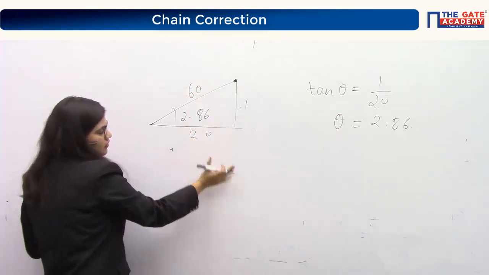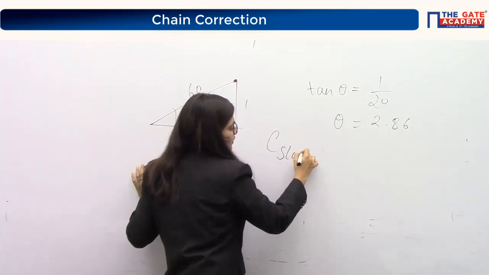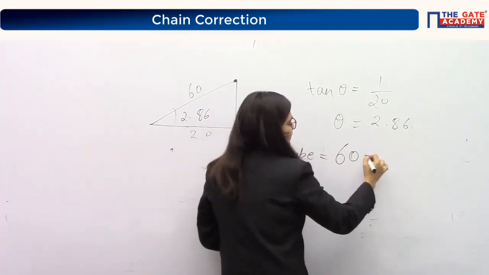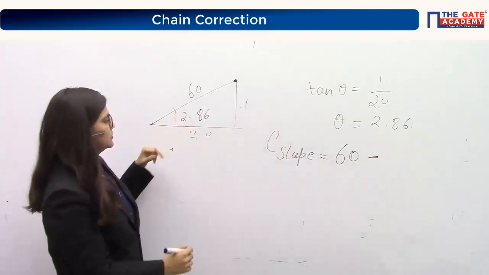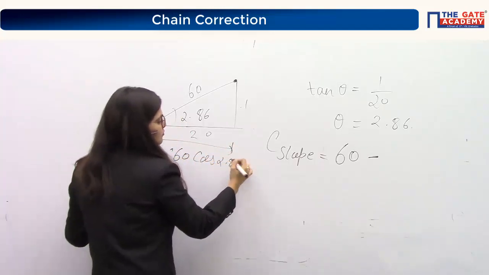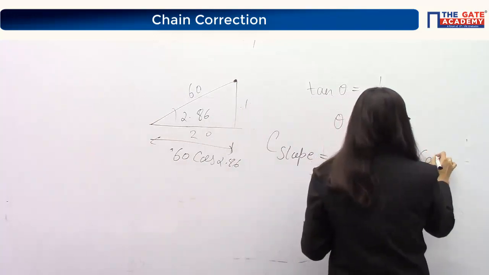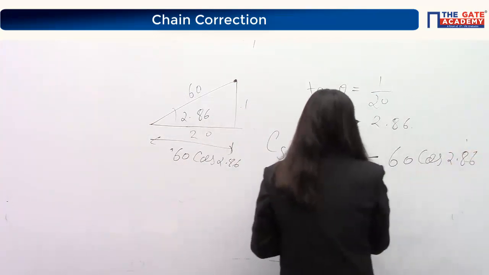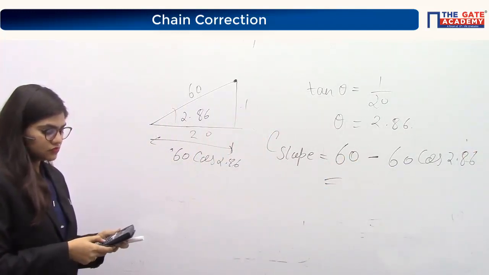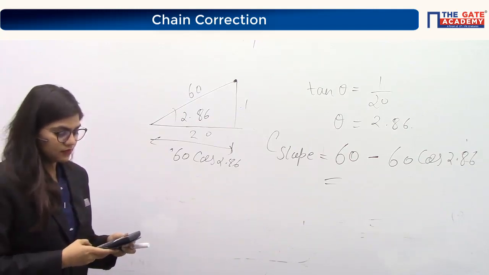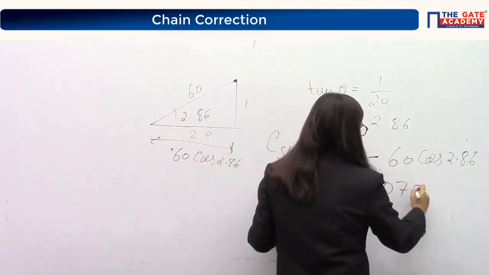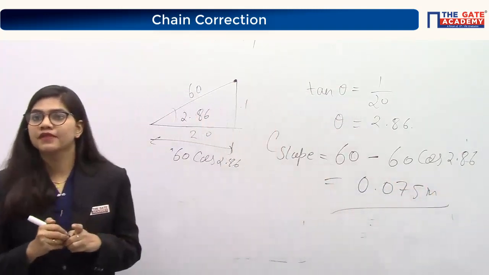With this given to you, you want the C slope. So C slope will be 60 minus 60 cos 2.86, right? So what will be the answer? 60 minus 60 cos 2.86 is 0.075 meter. Clear? Any doubt?